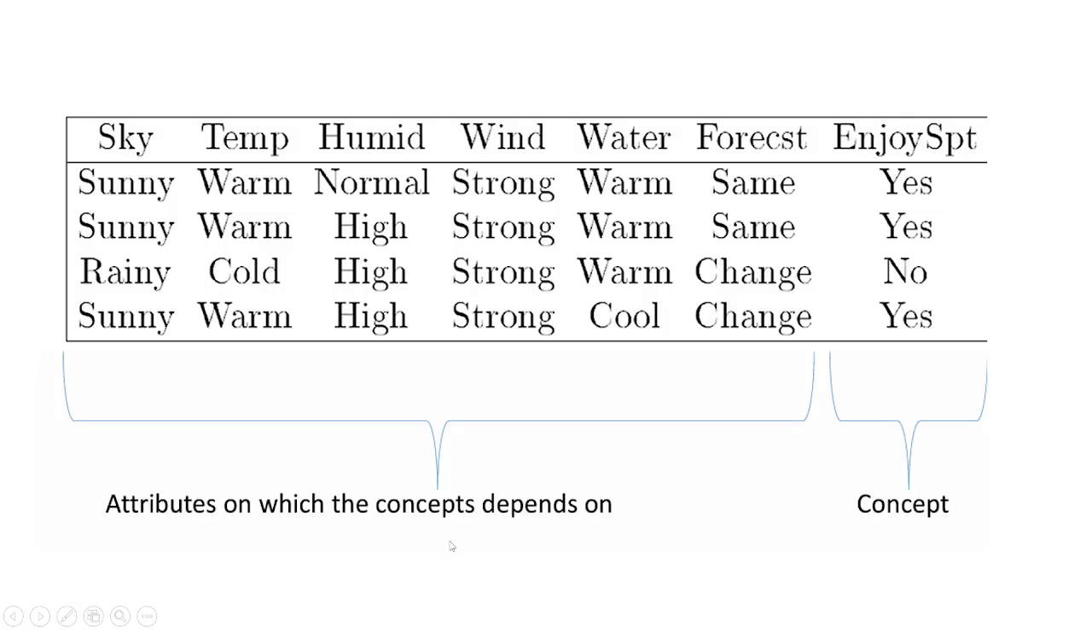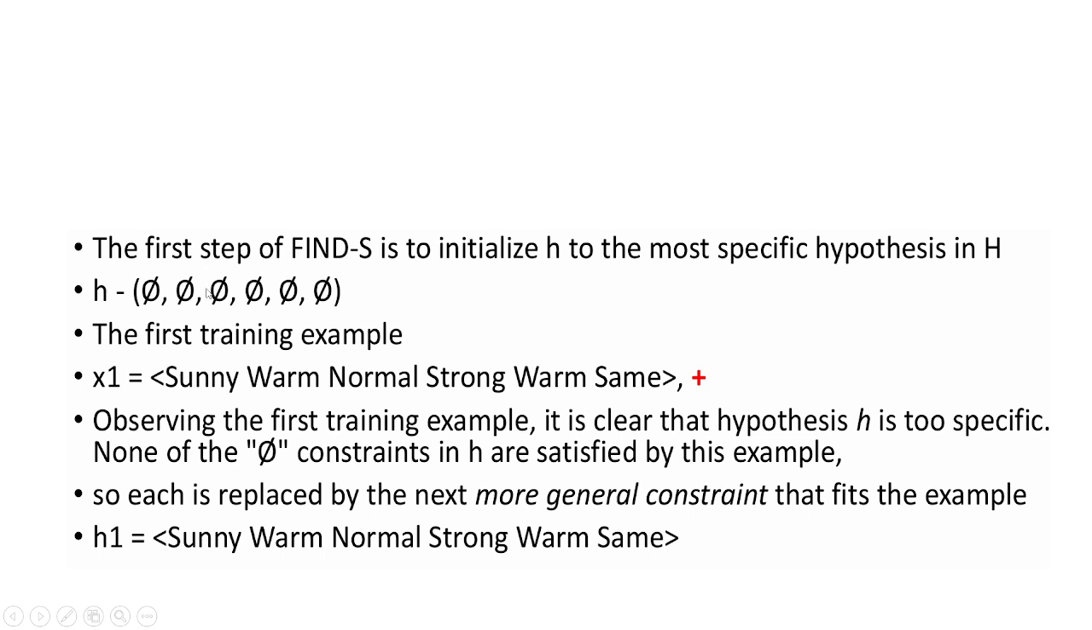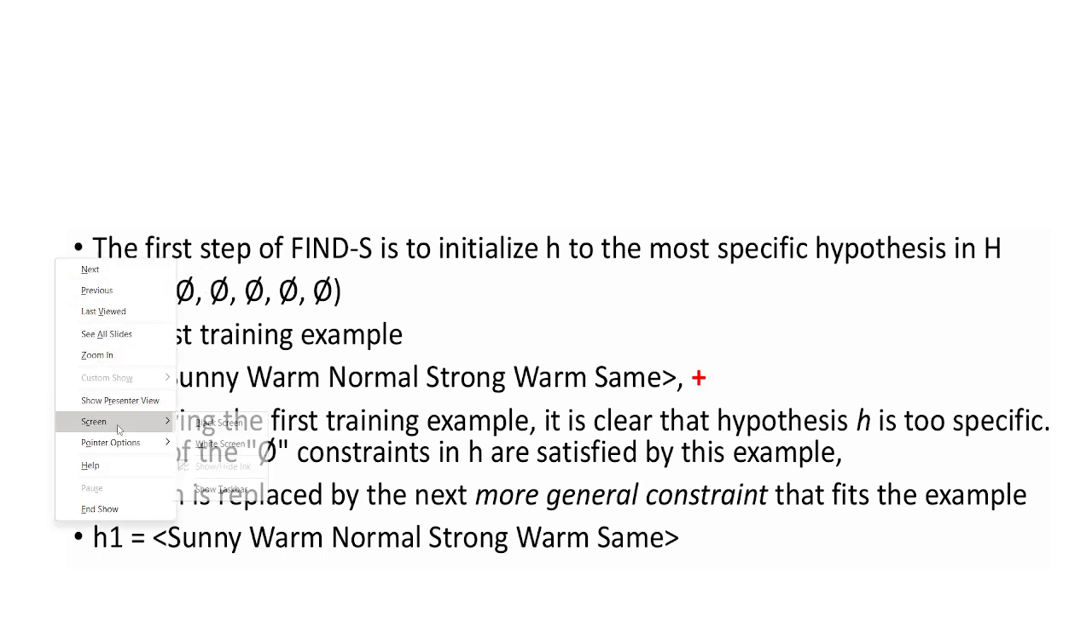Let us take this example. Sunny, warm, normal, strong, warm, same produces yes. Sunny, warm, high: humidity does not match, so this can be replaced by a question mark. All three same, so ignore. Sunny, warm, high. See, temperature is not a problem. Even water is not a problem, it can be warm, it can be cool. Even forecast is not a problem. So it is a variation. Initialize H2.